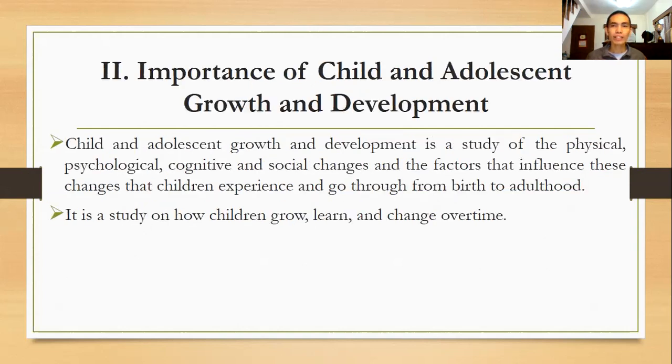Okay, the second part is the importance of child and adolescent growth and development. Child and adolescent growth and development is a study of the physical, psychological, cognitive, and social changes, and the factors that influence these changes, that children experience and go through from birth to adulthood. It is a study of how children grow, learn, and change over time. So, why do we need to know child and adolescent growth and development?